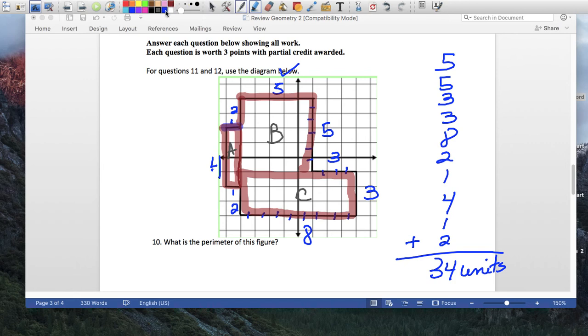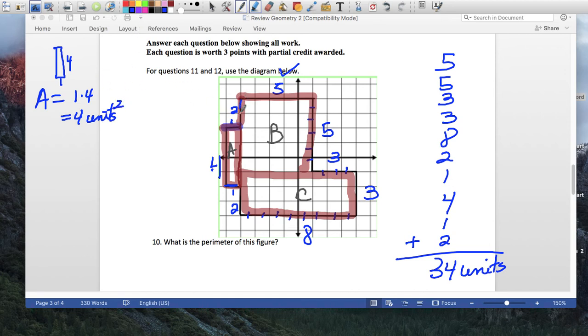So the combined area would be the sum of all these areas. So let's try rectangle A. So rectangle A is a rectangle that looks like this, right? So what's this over here? That's a 1. And going up, it's 1, 2, 3, 4. So the area would be 1 times 4, or 4 units squared.